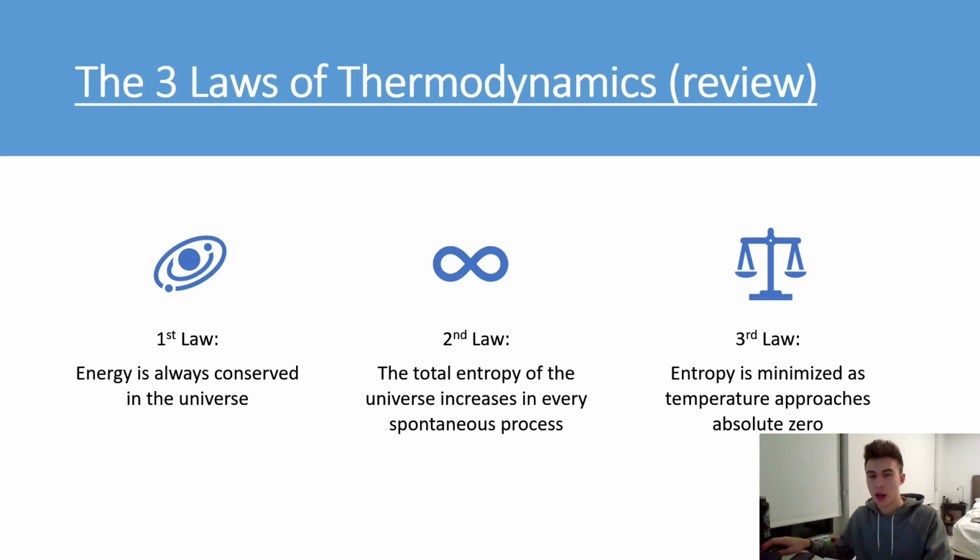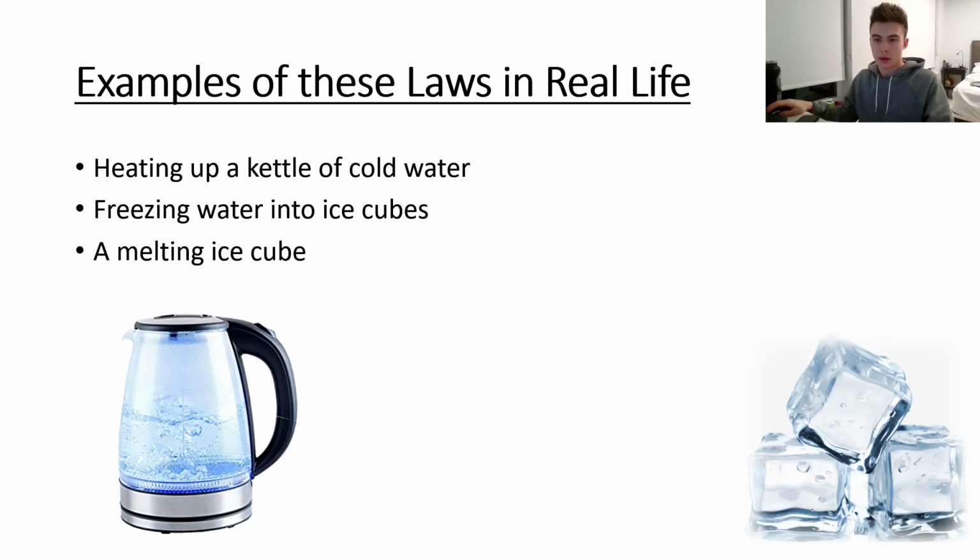Another law of thermodynamics, which is sometimes referred to as the zeroth law or as a fourth law, is that if two bodies are in thermal equilibrium with a third body, then the two original bodies are also in thermal equilibrium with each other. Now here are three examples of these thermodynamic laws in real life.